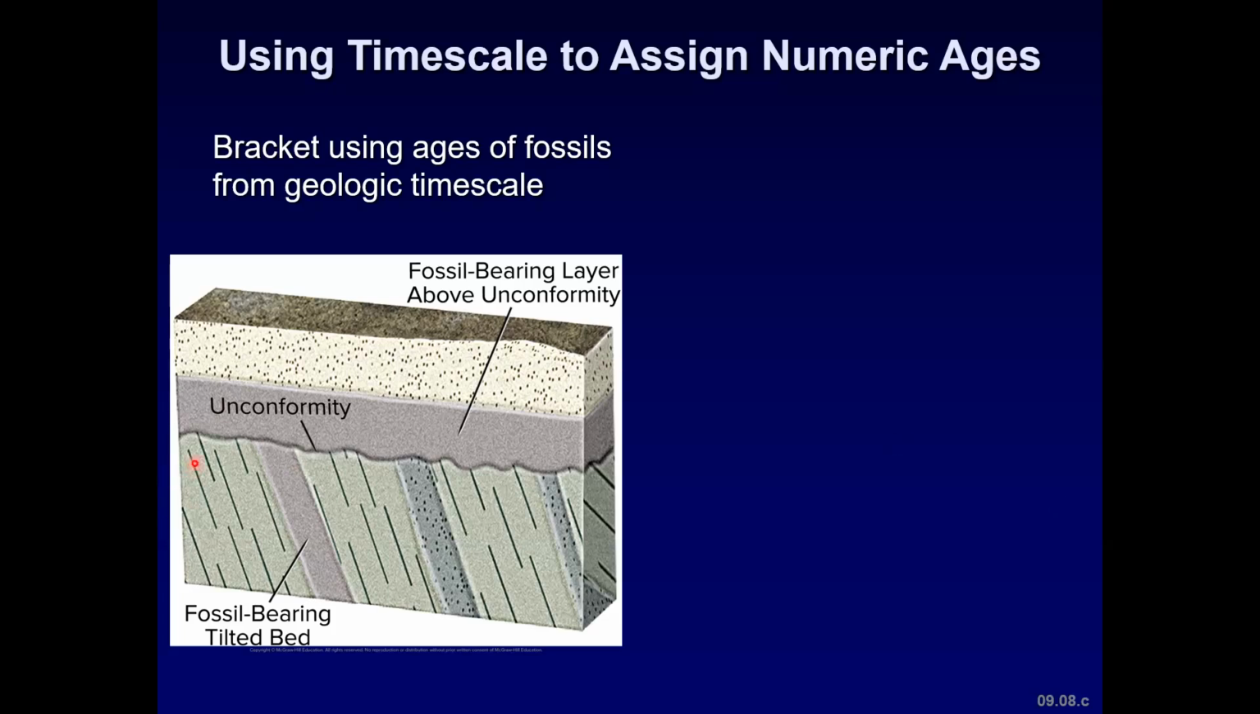So here we have a fossil-bearing tilted bed. There's an unconformity here. And then we have a fossil-bearing layer above that unconformity and looks like some kind of sand unit on top. So the unconformity can be bracketed using fossils and the time scale to assign ages to the rocks above and below the unconformity. So the underlying rocks, for example, could have Jurassic dinosaur fossils, say from 160 million years ago, but the overlying layer has early Cenozoic mammal fossils from 60 million years ago. So we know then that the unconformity is between 160 and 60 MA, and that's what I mean by bracketing that age.